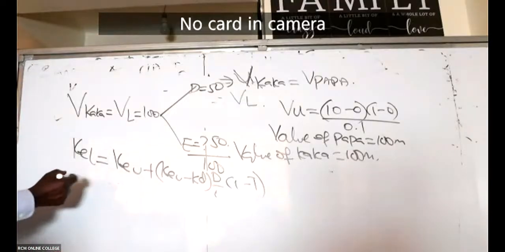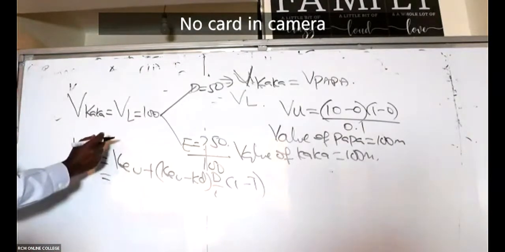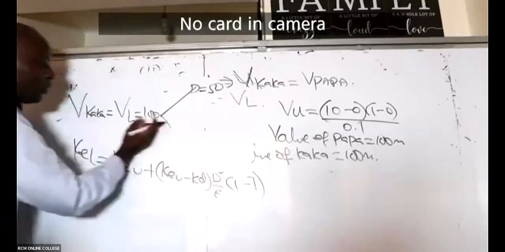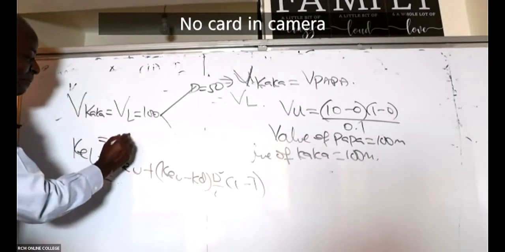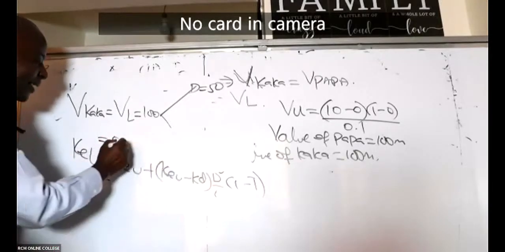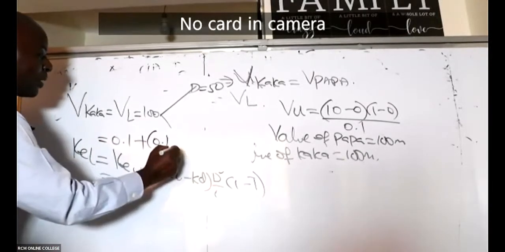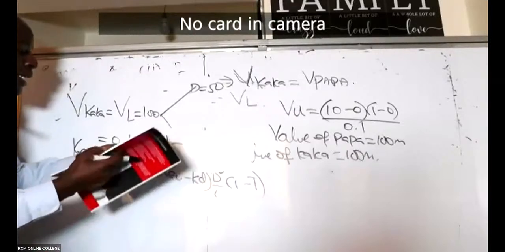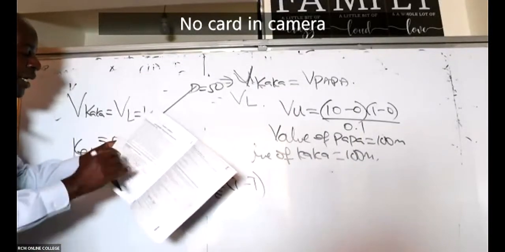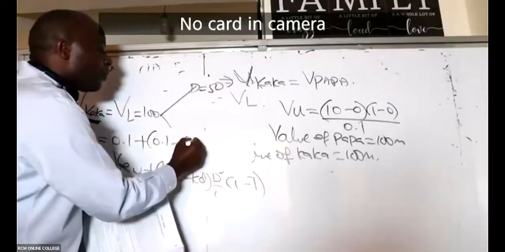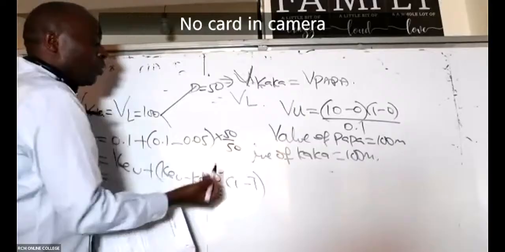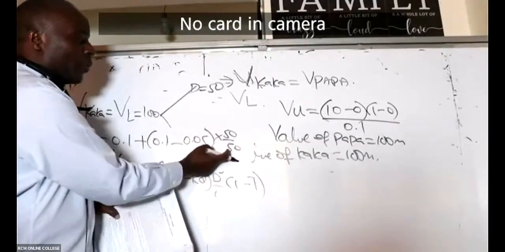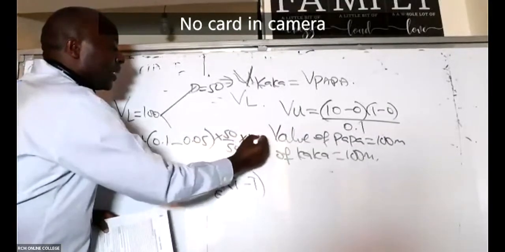So in this case, do we have cost of equity of the unlevered firm? It's 10%. So 0.1 plus 0.1 minus KD, cost of debt, the debt instrument given there is 5%, 0.05. Debt is 50, equity is 50. And then now we have here 1 minus 0, like that.